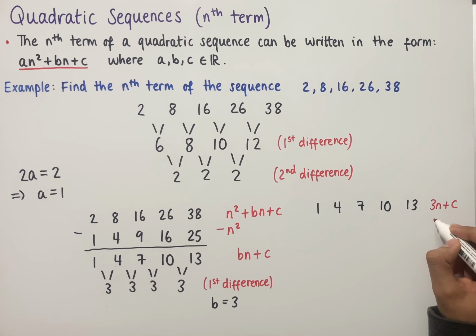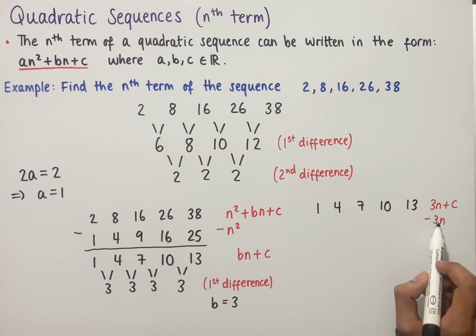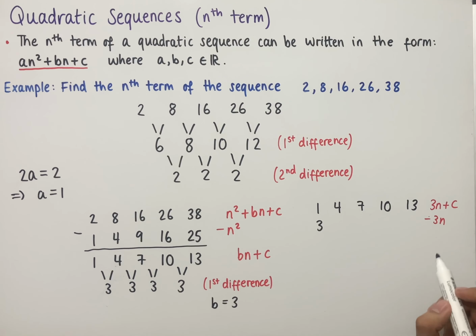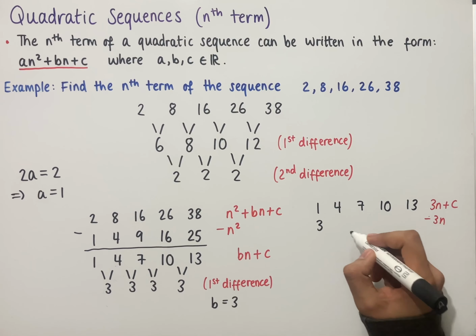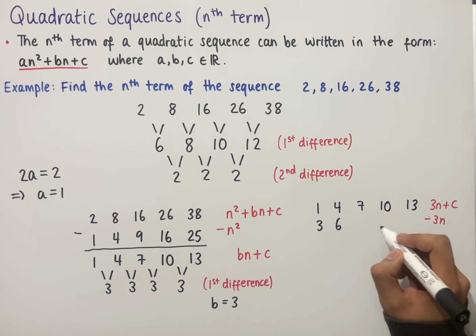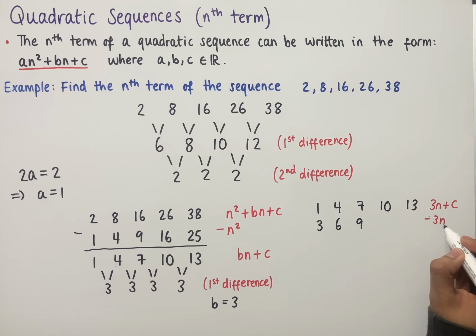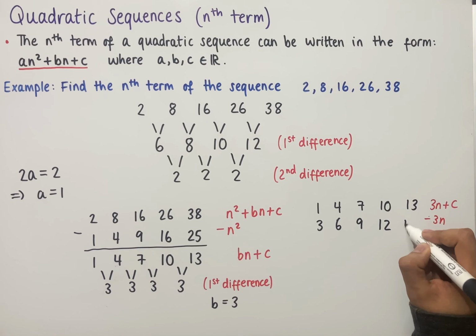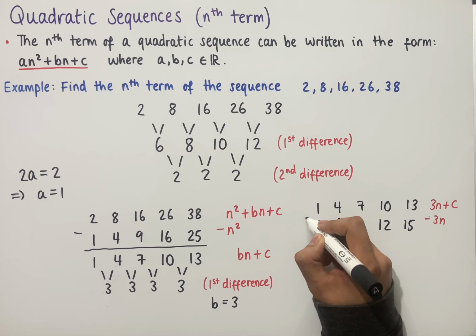And so we can now take away the sequence 3n from this sequence. The first term in 3n is 3, because 3 times 1 is 3. The second term is 6, because 3 times 2 is 6. The third term is 3 times 3, which is 9. The fourth term is 4 times 3, which is 12. The fifth term is 5 times 3, which is 15. And we're taking away these two sequences.